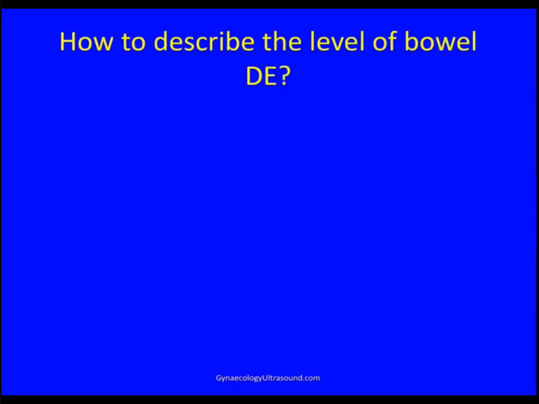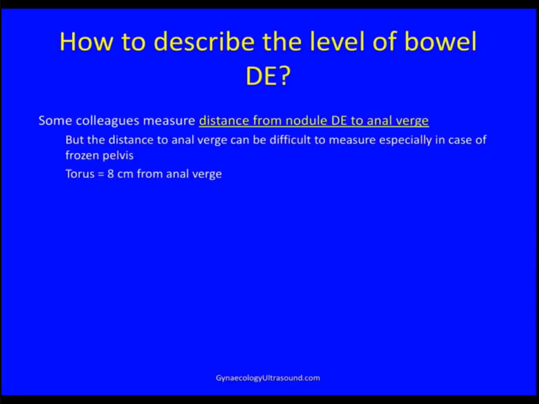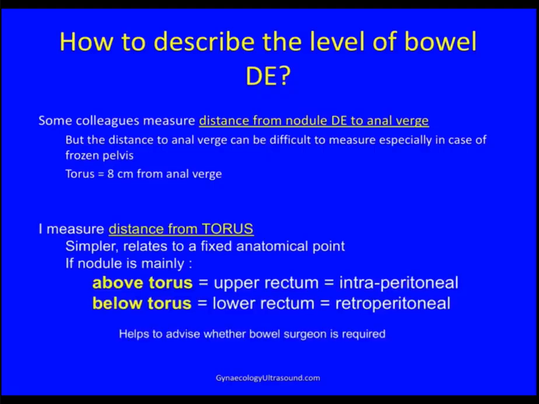So how low is this? How best to describe the level of this nodule that you've seen? So some colleagues measure the distance from the nodule to the anal verge. I find this really difficult. The torus is around 8 centimeters from the anal verge. So what I do is I measure the distance from the torus, and it's much simpler and it relates to a fixed anatomical point. So if the nodule is above the torus, this is upper rectum from the IDEA classification, and it'll be intraperitoneal. Whereas if the nodule is below the torus, that makes it lower rectum and retroperitoneal. And this kind of information helps to advise the gynecology surgeon whether or not they also need a bowel surgeon.